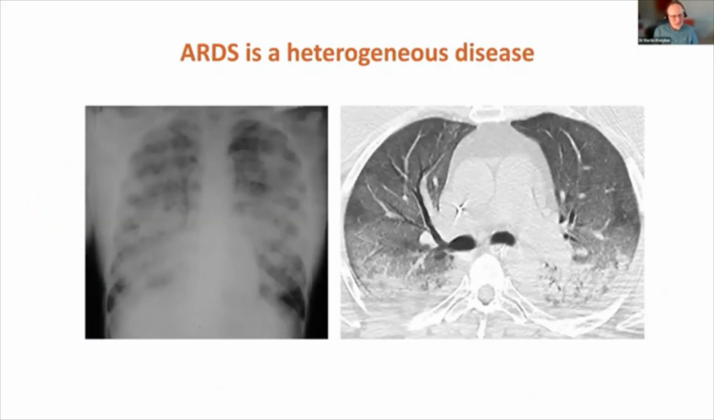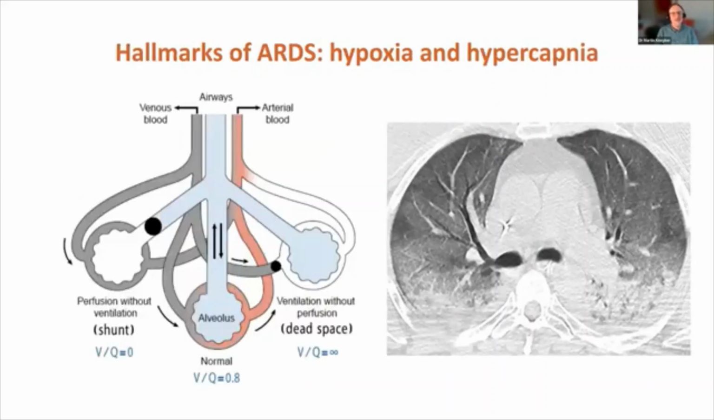This has been alluded to in all the previous talks. Again, ARDS is a heterogeneous disease, and this is a dramatic chest radiograph that we can see in the unit. If you would put the patient in a CT scan, you would see images like this: really dramatic overdistension, collapsed areas, really sick lungs. The hallmark of ARDS, of course, is hypoxia and hypercapnia. And you have a combination in patients where they have shunt, so there's perfusion without ventilation. There is some ventilation without perfusion, which is dead space.